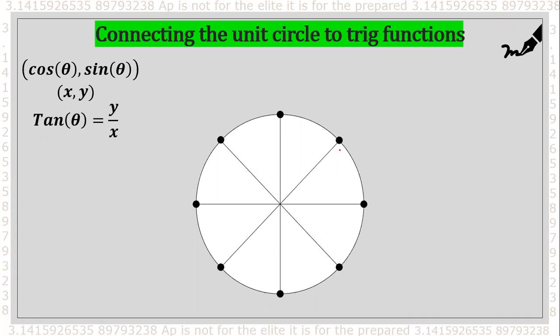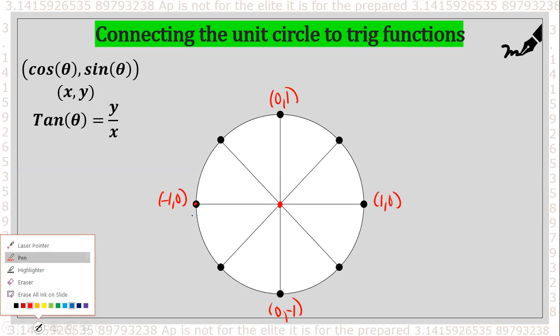What I want you to know is the following. This coordinate, this X and Y, is 1 and 0, using what we know from the unit circle where this is our origin. This right here will be our 0 and 1 up. This will be our -1 to the left, 0 in height. And this right here is 0, -1.